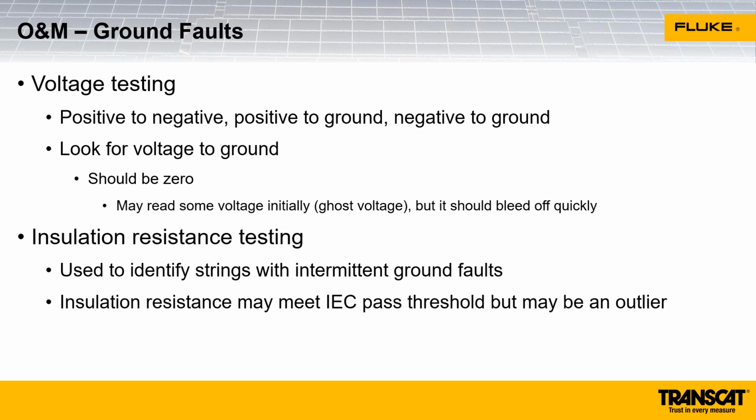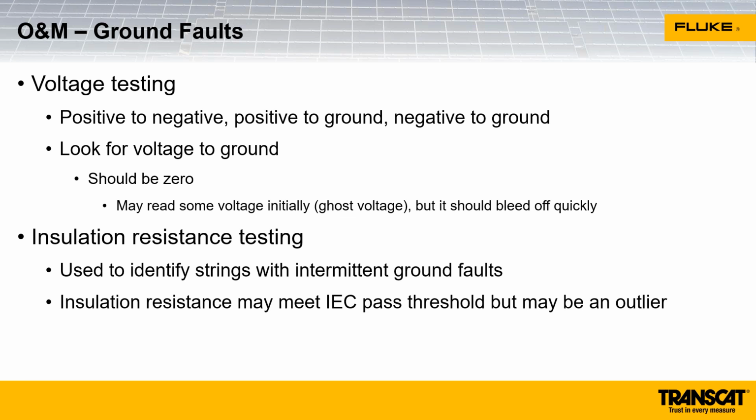We can also do insulation resistance testing to identify ground faults. This is a really good way to identify strings of modules that have intermittent ground faults. They're faults that don't have a hard connection to whatever metal they're grounding to. It could be because it's a wire that's been rubbing against the racking or the module frame, and it really only gets continuity to ground when it's wet. That's a pretty frequent problem.